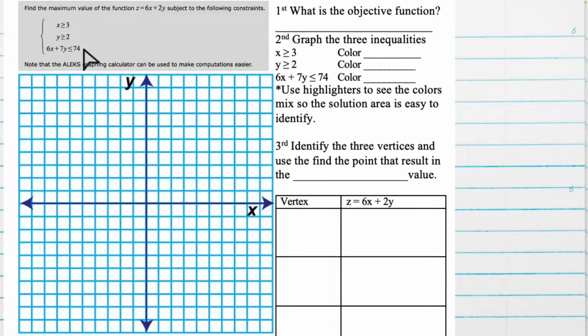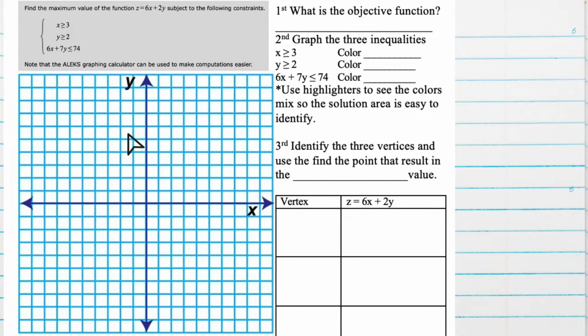We have the following constraints, and it even says, note the Alex graphing calculator can be used to make these computations easier. Definitely use a graphing calculator. You can also use graph paper if you want. Just be very careful, very accurate when you're using graph paper, because if you do the line even a little bit off, then you're not going to find those coordinates the way you need to. So just be careful, or be specific, I guess is a good way to say that.